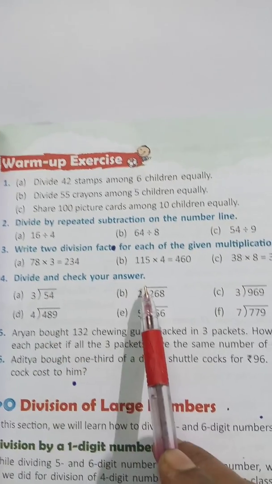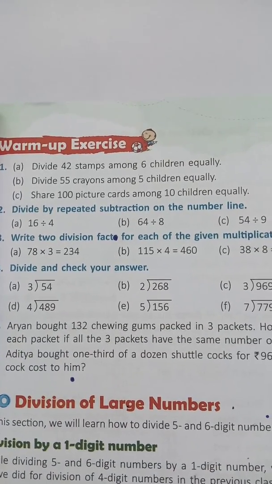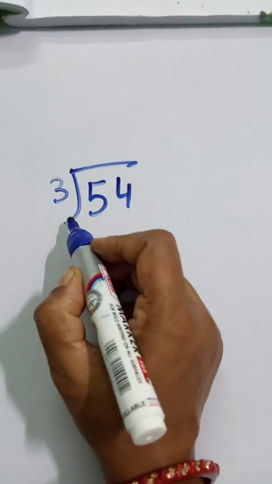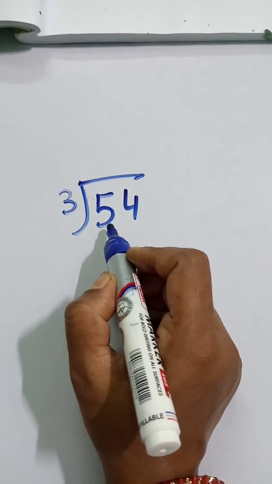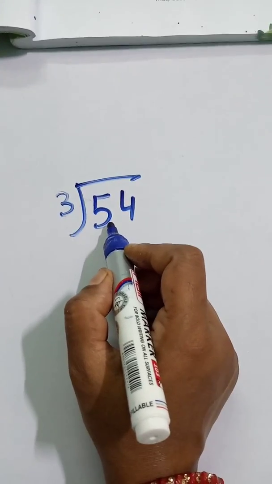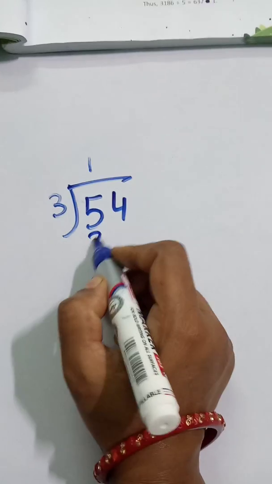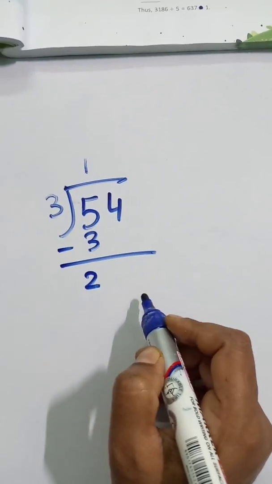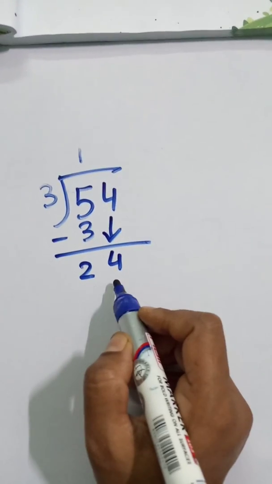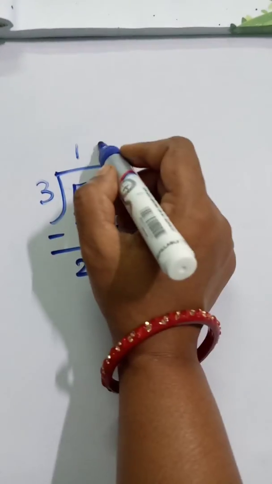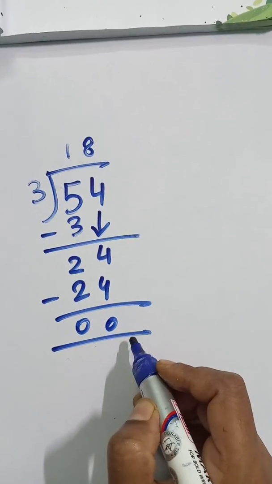Moving to question number 4, divide and check your answer. Let's do the first question, children. 54 divided by 3. Here you have to divide and check your answer also. First of all, children, divide this 5 by 3. So read the table of 3 to get 5 or a number just less than 5. So 3 ones are 3, 3 twos are 6. Children, you cannot apply 6 here, no? So you will apply 3 ones are 3. 5 minus 3, that is 2. Now you copy this digit, that is 4. Now in the 3 table you have to get 24. So 3 8s are 24, no? So apply here 3 8s are 24. Now do subtraction. Here you are getting remainder 0.